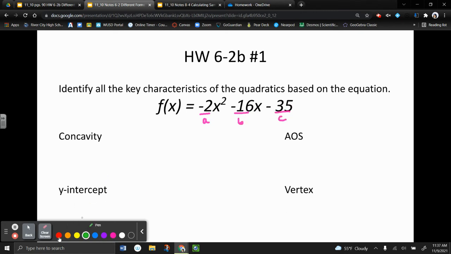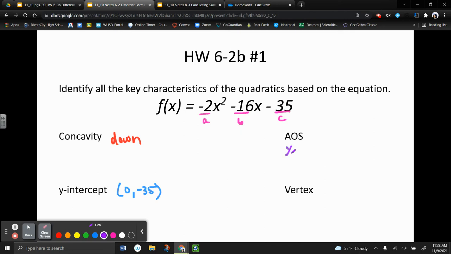So starting with the concavity, since A is negative, we know that we're concave down. Our y-intercept relies on C, or we can plug in 0 for x. So this becomes 0, 0, and we're just left with negative 35. So my y-intercept is (0, -35).